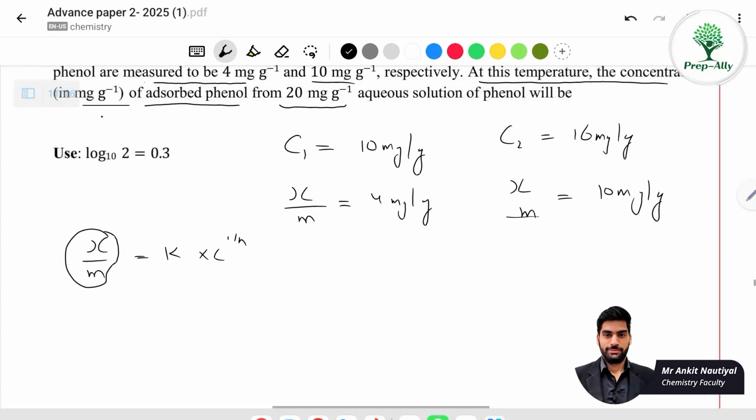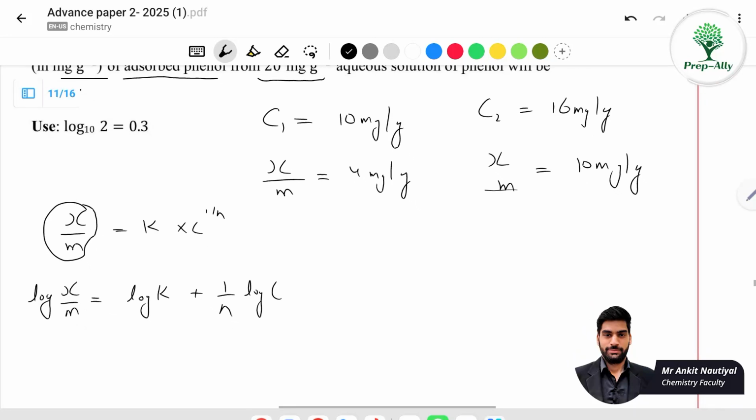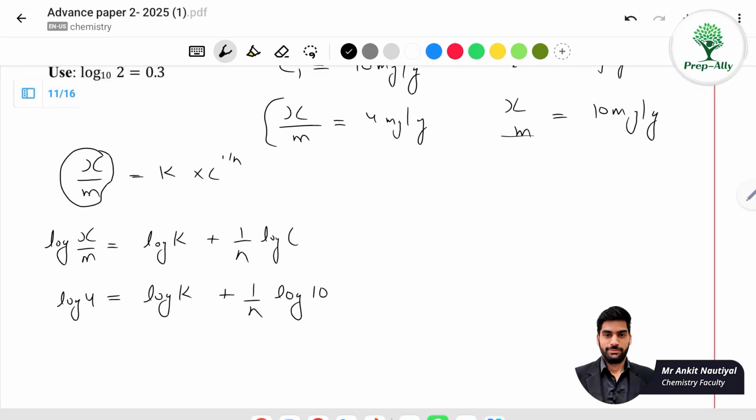Now we can take log on both the sides. So log x upon m is equal to log k plus 1 upon n multiplied by log c. Now we just have to put these values in this particular equation. So now x upon m is log 4 is equal to log k, we have to find 1 upon n, and log c. Now log c for initial c1, that is log 10. After solving this, log 4 actually we can write log 2 to power 2, and log 2 is 0.3010. So approximately it will come out to be 0.6.